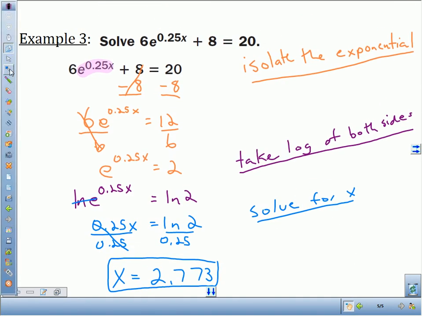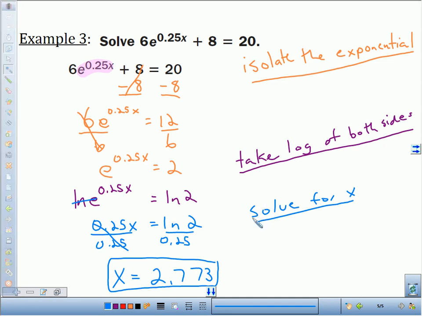Using those three steps here, which are pretty general, but they're useful, right? We isolate the exponential, we take the log of both sides, and then we solve for x, and we'll get an answer.